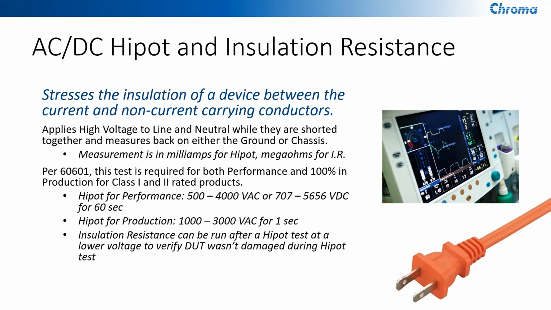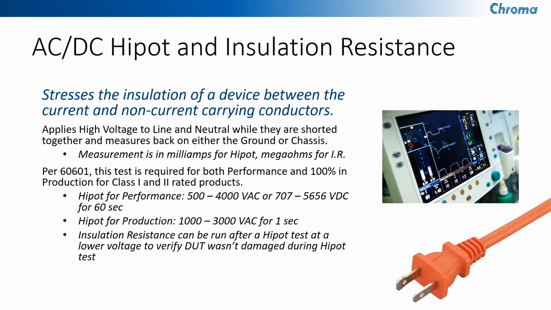So if you were to do the math, you would actually see that the numbers are pretty similar with that equation. And then per 60601, this test is required for both performance testing as well as 100% in production for Class 1 and Class 2 rated products. These are some parameters that we interpreted from the standard, but they can definitely change based on your product. So what we tell manufacturers to do is to ask their IEC or UL inspector for what specific parameters they need to test to.